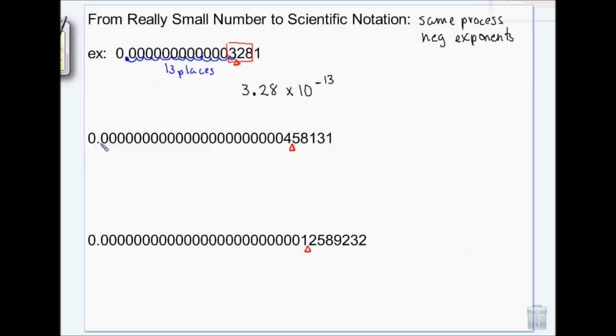Okay, so we're going to start here. That's 23 places. Okay, I want these 3 numbers. It's not going to round again because the 1 is not too big. So that's going to be 4.58 times 10 to the negative 23. So if the number after the 8 had been like a 6, you would have rounded to a 9.